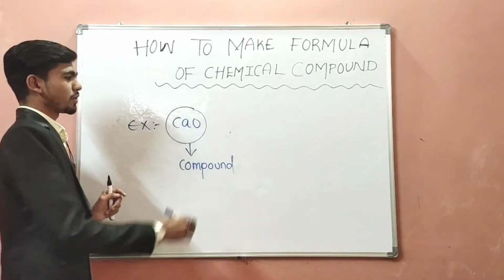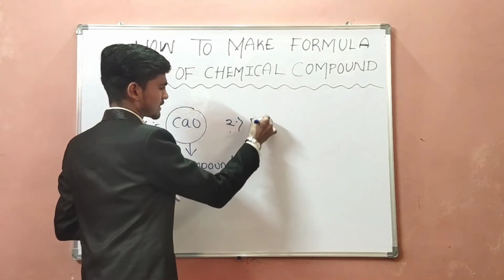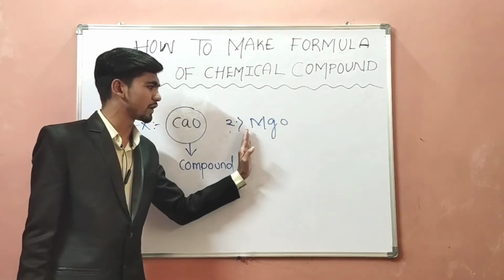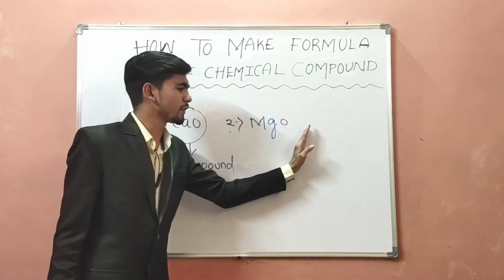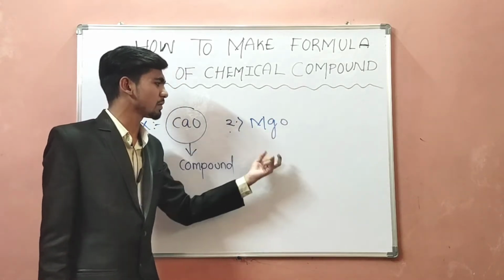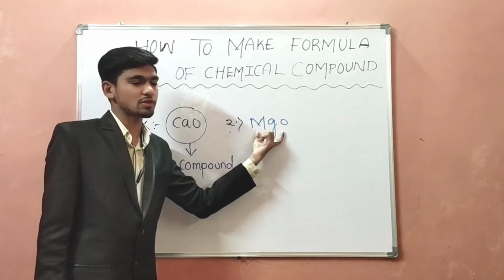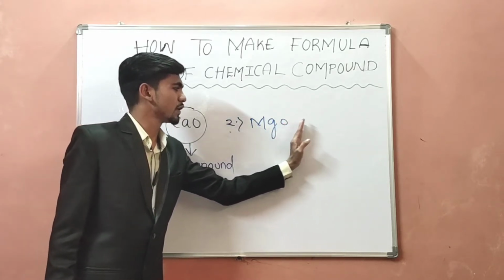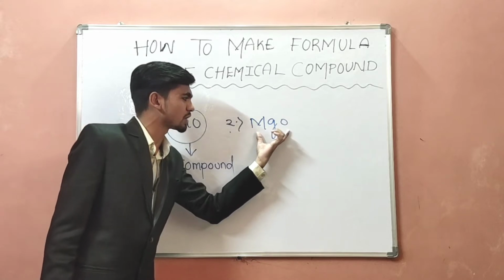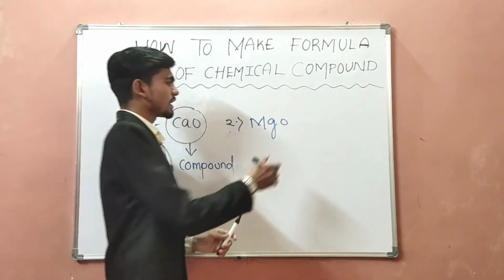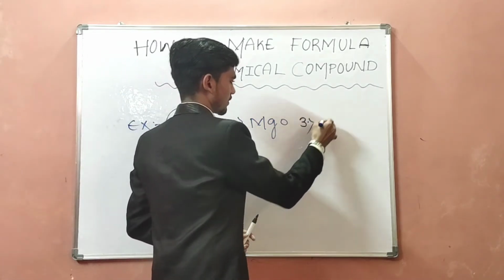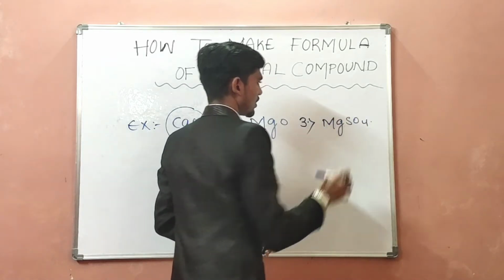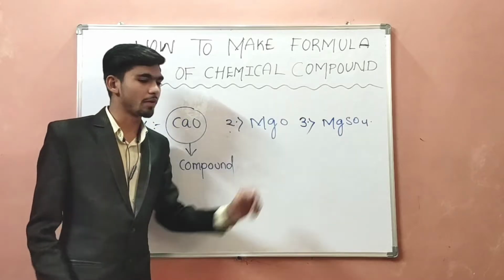The next example of a compound is MgO. We can say it is also a bond of two dissimilar atoms. See here, magnesium is one atom and oxygen is a different atom. As we know, a compound is nothing but the bond of two dissimilar atoms. So the bond of these two atoms is called a compound. This is also one of the examples of a compound.